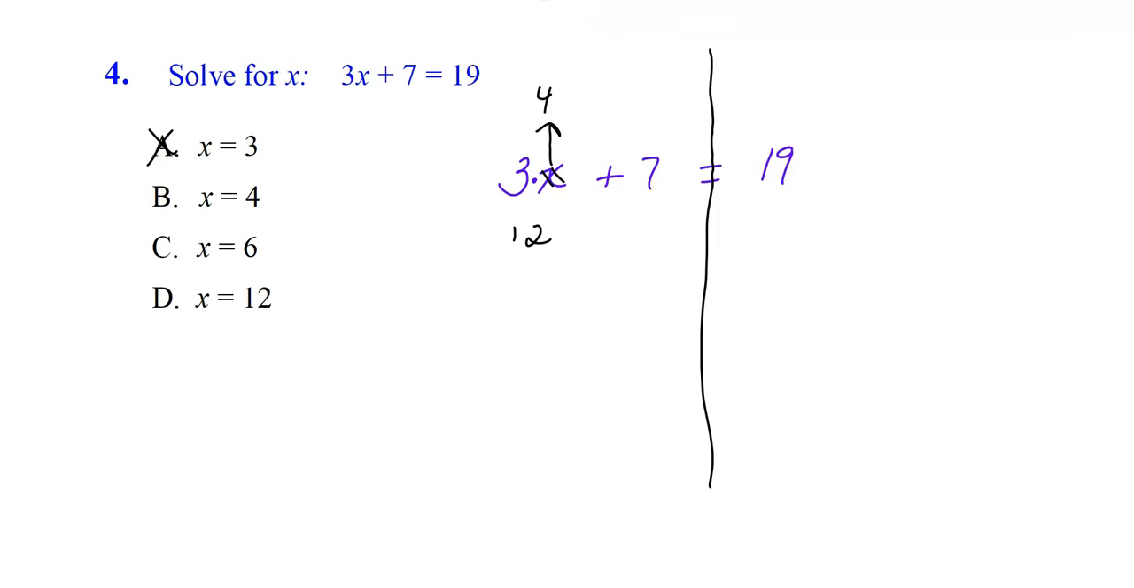So let me clear it out this way. My answer is B. So in my mind, the reason why it's 4 is because I'm looking for some number. When I multiply it by 3 and add 7, I get 19, and 4 works, right? Because if I replace the x with 4, get rid of it, and put a 4 here, 4 times 3 is 12, plus 7 is 19.